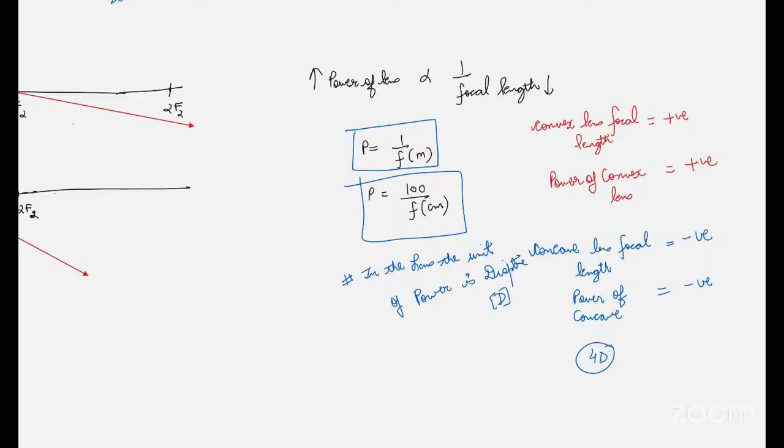One thing. You wrote in the lens, unit of power is depth. What is depth? It's diopter. Agatha, can you repeat that? It's not depth, it's diopter.